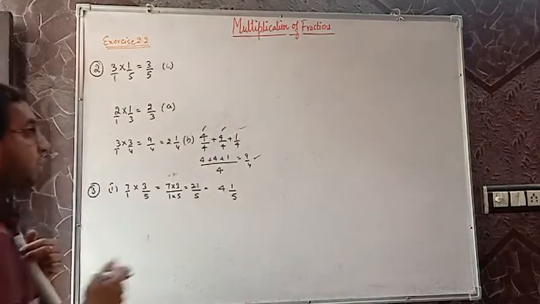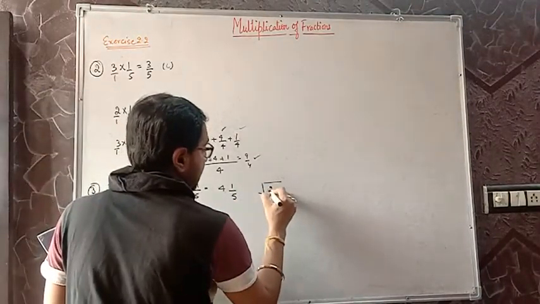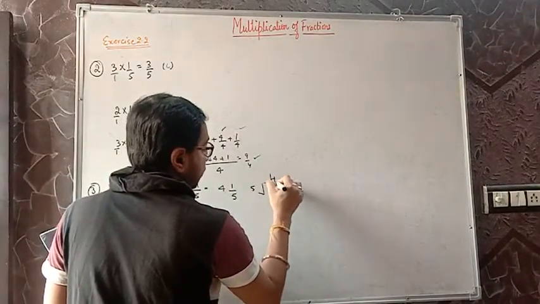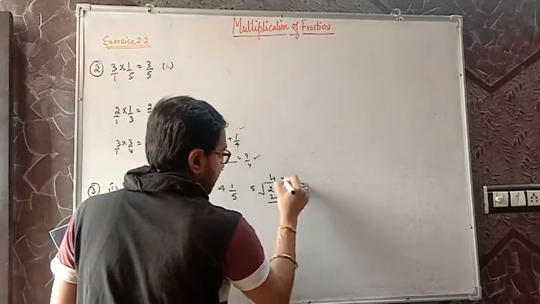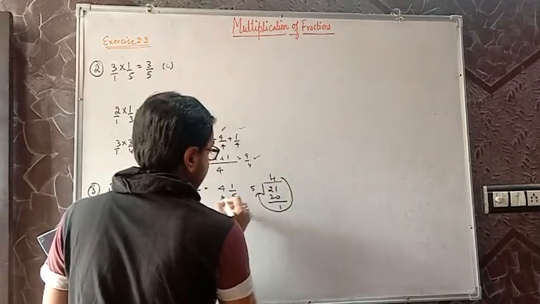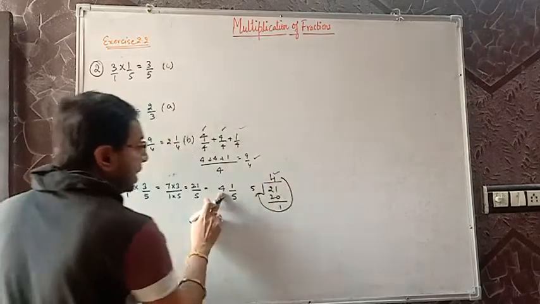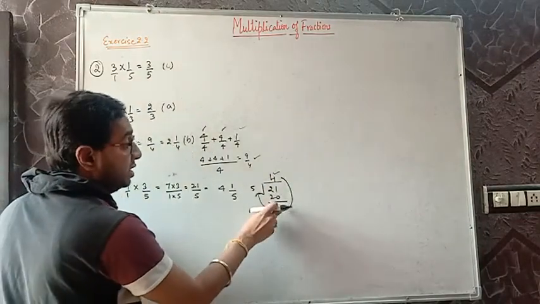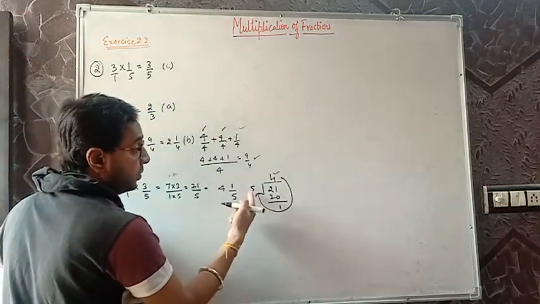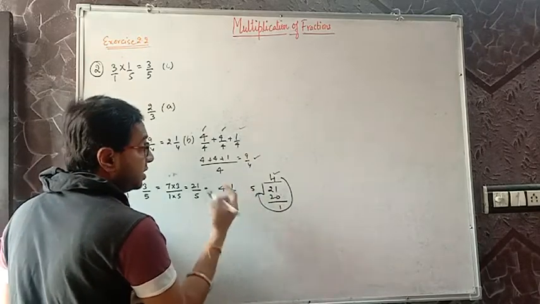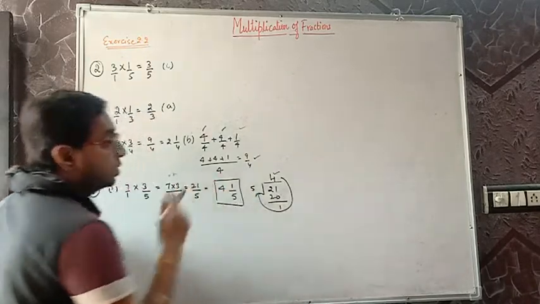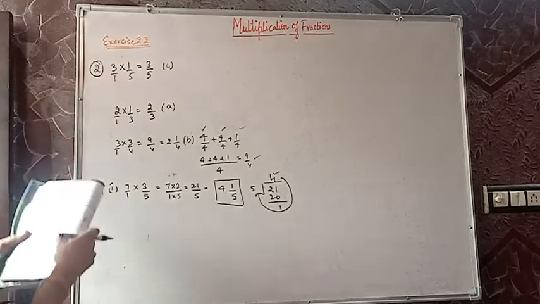You know how to convert into mixed fraction? Again, I'm doing for you. 21 by 5, 5 fours are 20. Rotate like this. So 4 is the quotient, as the whole number. The remainder is acting as a numerator, and the divisor is acting as a denominator. So this is the required answer.